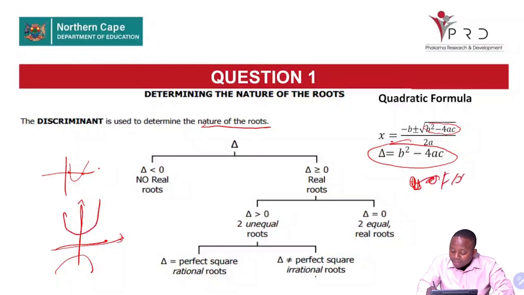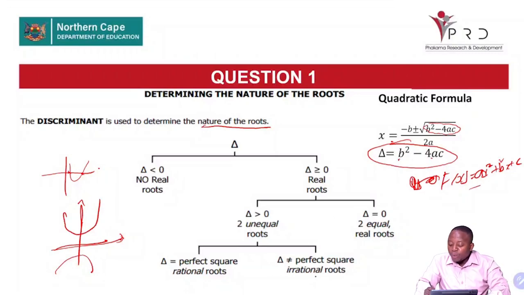f(x) = ax squared plus bx plus c, where we know the values b, a, and c. So we are supposed to make sure that when we are determining the nature of roots, we have our equations in standard form, right? When the discriminant is less than 0, that means we have no real roots. That means we do not have any x-intercept.